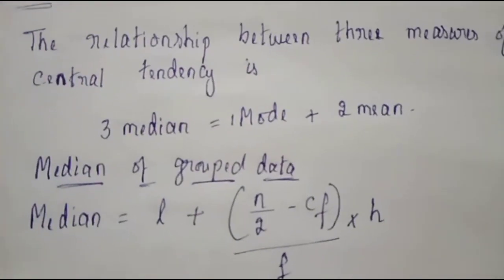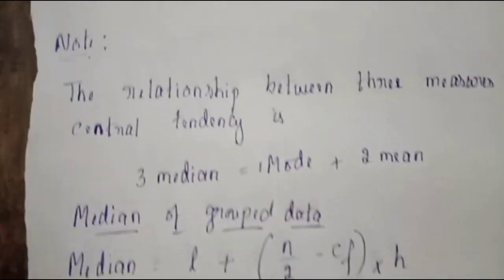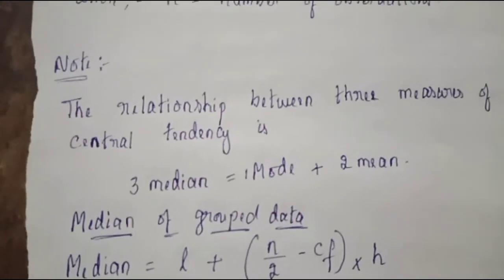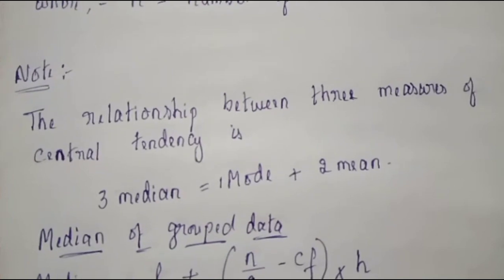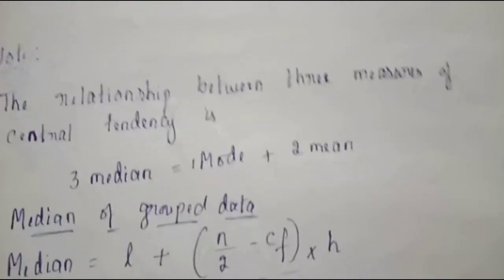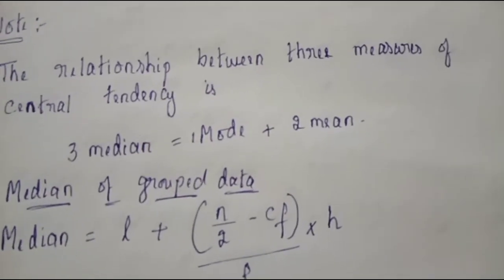So till now we understood what mean, median, and mode are. The three measures of central tendency we understood in ungrouped data and in grouped data. Now I am going to explain.